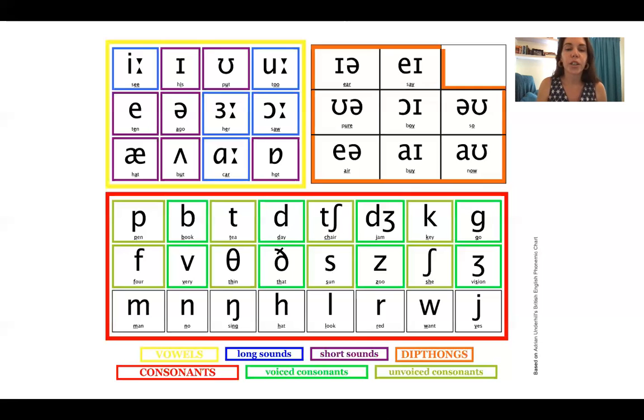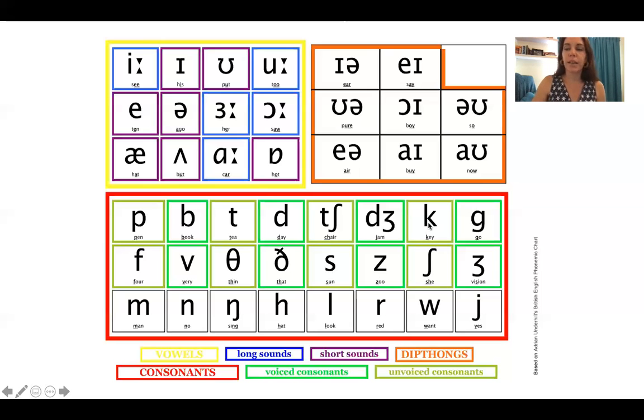The next one is Ch. Your tongue is behind your teeth and your lips move. That is unvoiced, nothing here. The next one is j. Same as ch, but I have to use my voice. J.